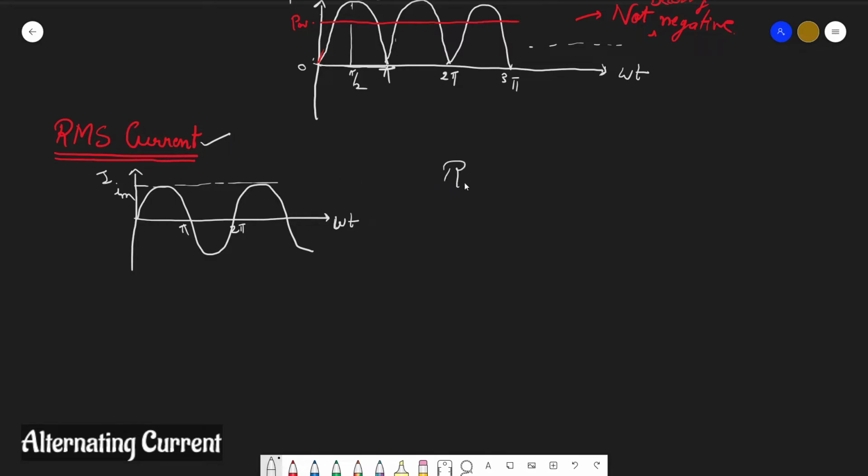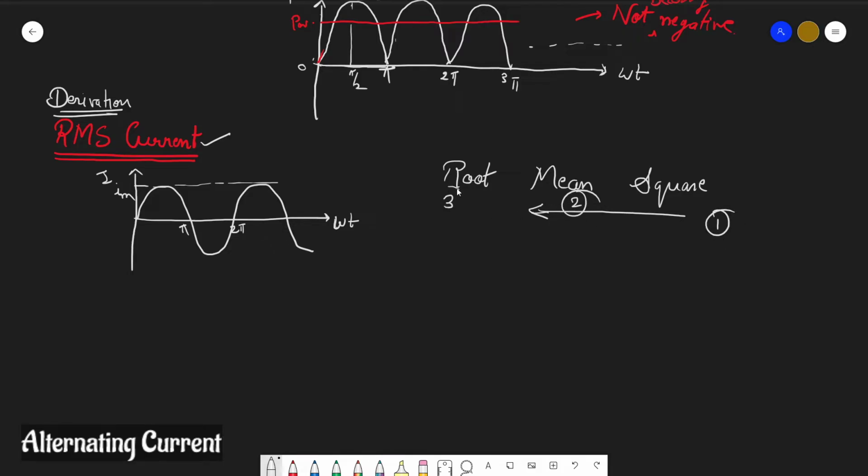RMS current is nothing but root mean square. Always remember, this is a derivation of RMS current I am talking about here. Suppose in exams somebody asks, you need to follow the reverse order of the word RMS while deriving the expression, going right to left. First you will square, then you will take the mean or average, and then the square root. How is this done?